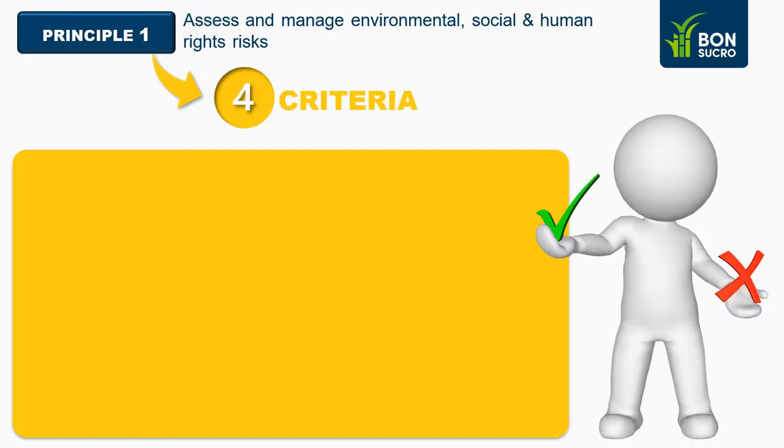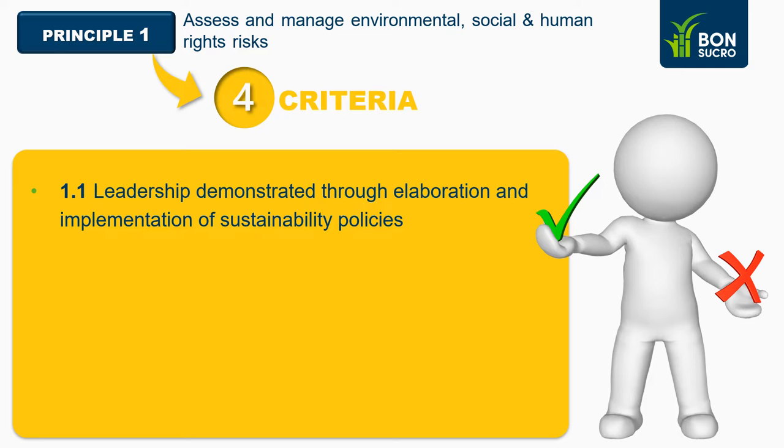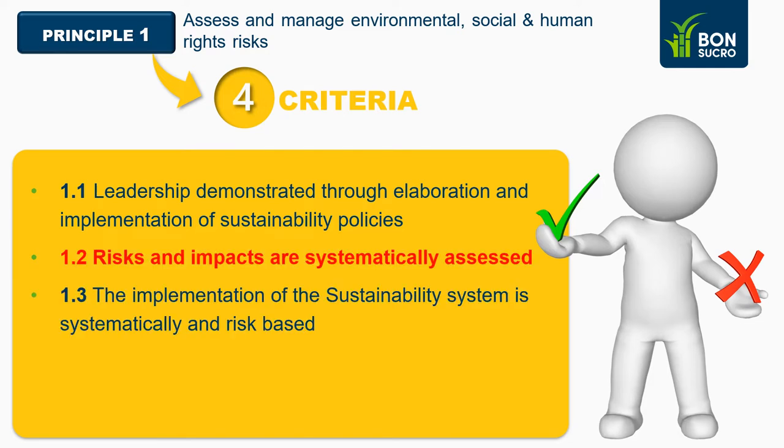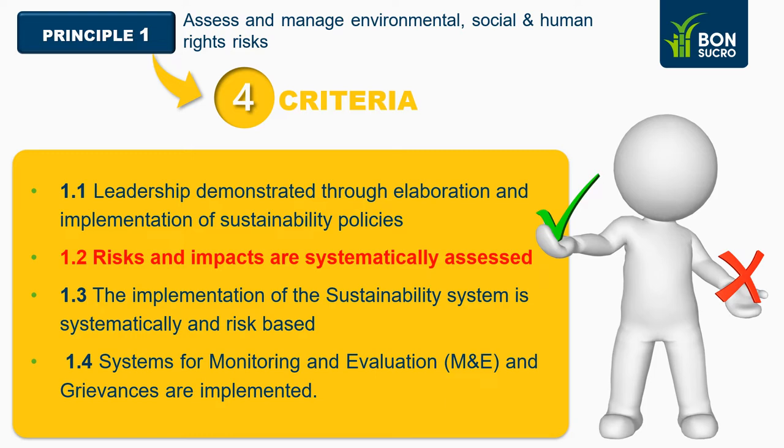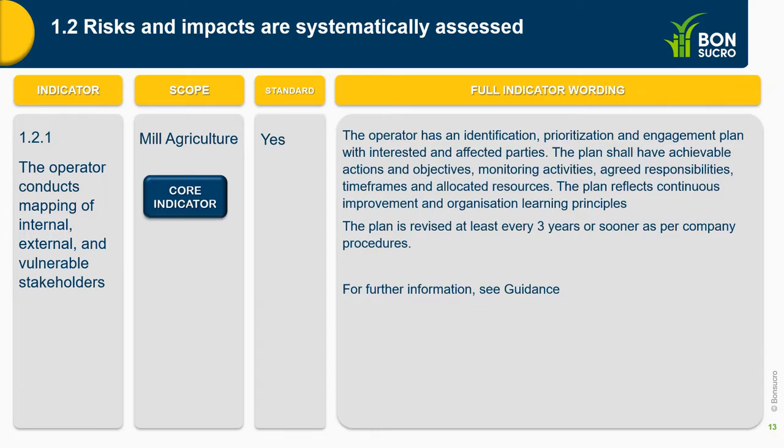The second criterion of this principle is that risk and impacts are systematically assessed. The first indicator of this criterion is that the operator conducts mapping of internal, external, and vulnerable stakeholders. This is also a core indicator for mill and agriculture.